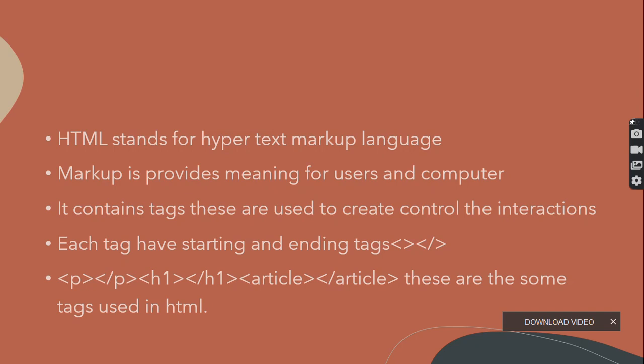For suppose if you write one paragraph, that only describes the paragraph. Once you mention anything, it describes only that thing. It's like an HTML document where you can write articles, news, images, videos, audios, etc. And in HTML, each tag has opening and closing tags, and these are called elements.